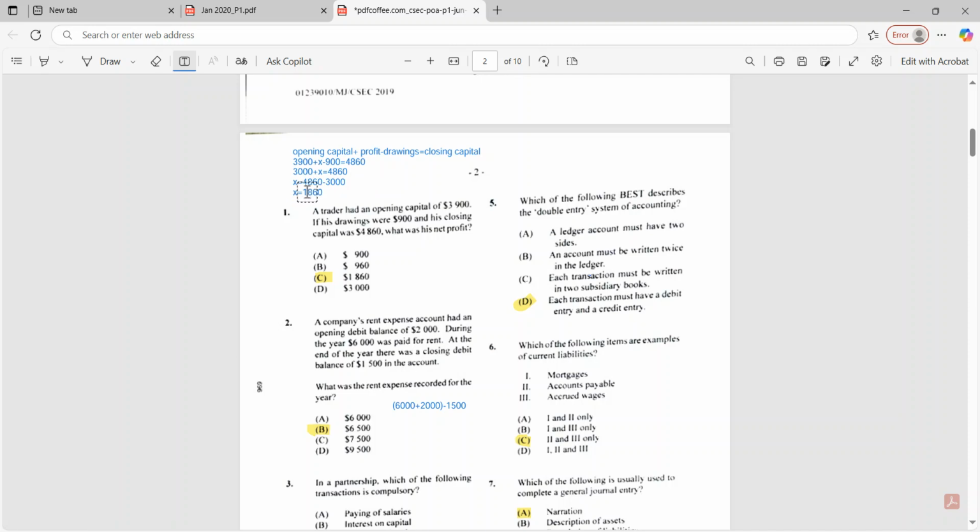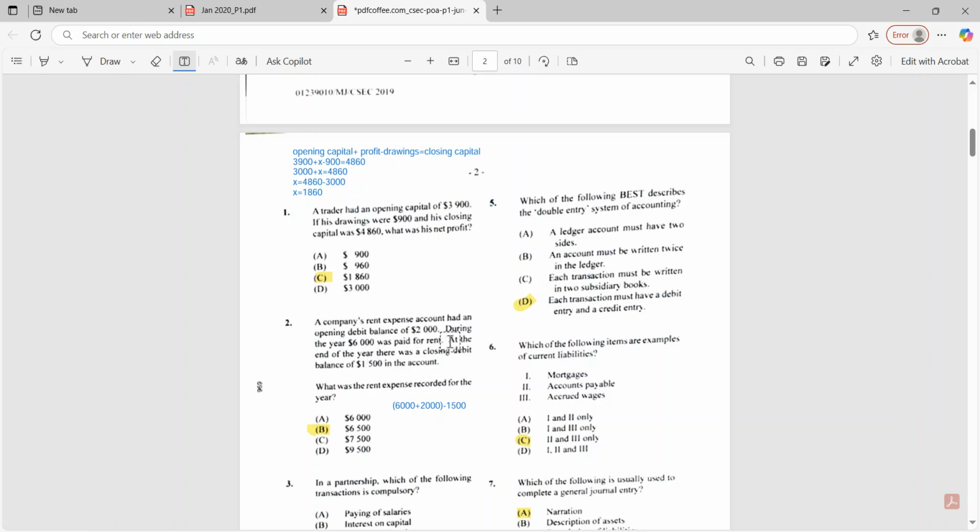Now we want to get X on one side by itself, so we bring over the 3,000. So a positive $3,000 brought to the other side of the equal sign will now become a negative $3,000. So we get 4,860 minus $3,000 is equal to 1,860, hence the answer is C.